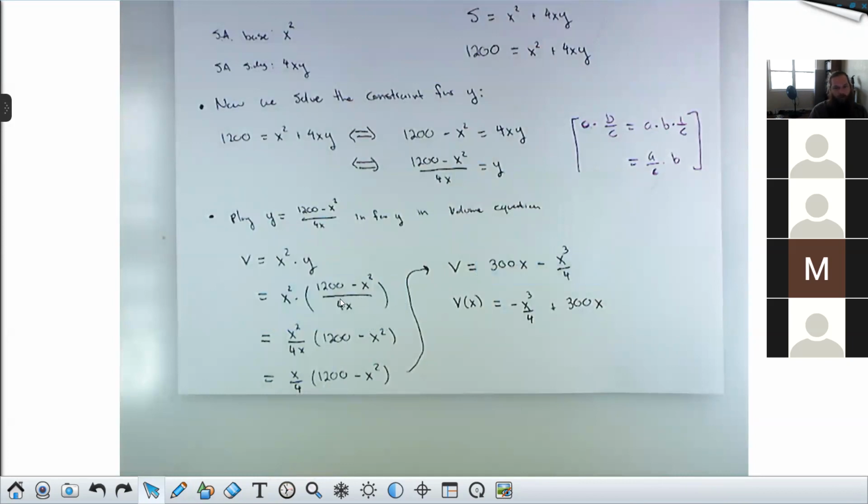I definitely don't want to have this x down here if I can avoid it, because I don't want to have to use the quotient rule. And I don't want to have this product here if I can avoid it, because I don't want to have to use the product rule. So kind of just multiply everything out and simplify, however you want to do that.